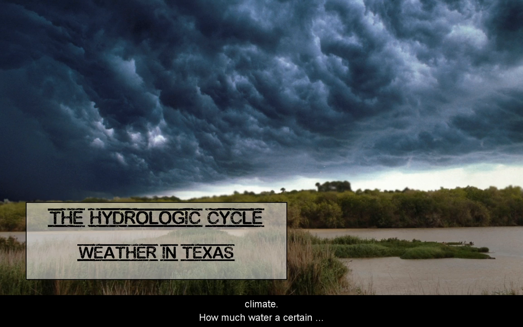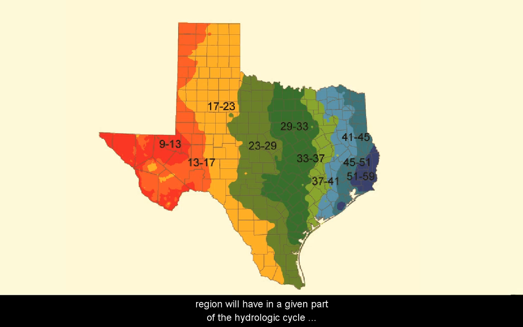How much water a certain region will have in a given part of the hydrologic cycle depends on factors such as the amount of rainfall, the effect of temperature on evaporation, the amount of water that plants use during the growing season.